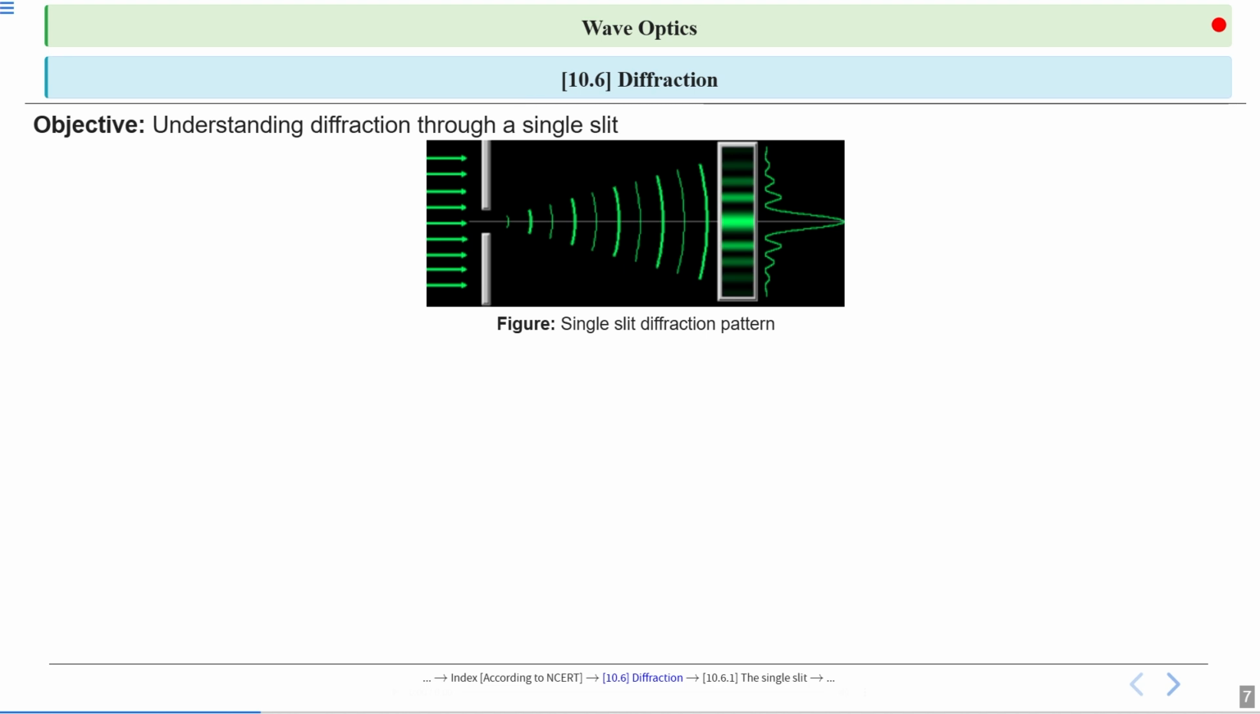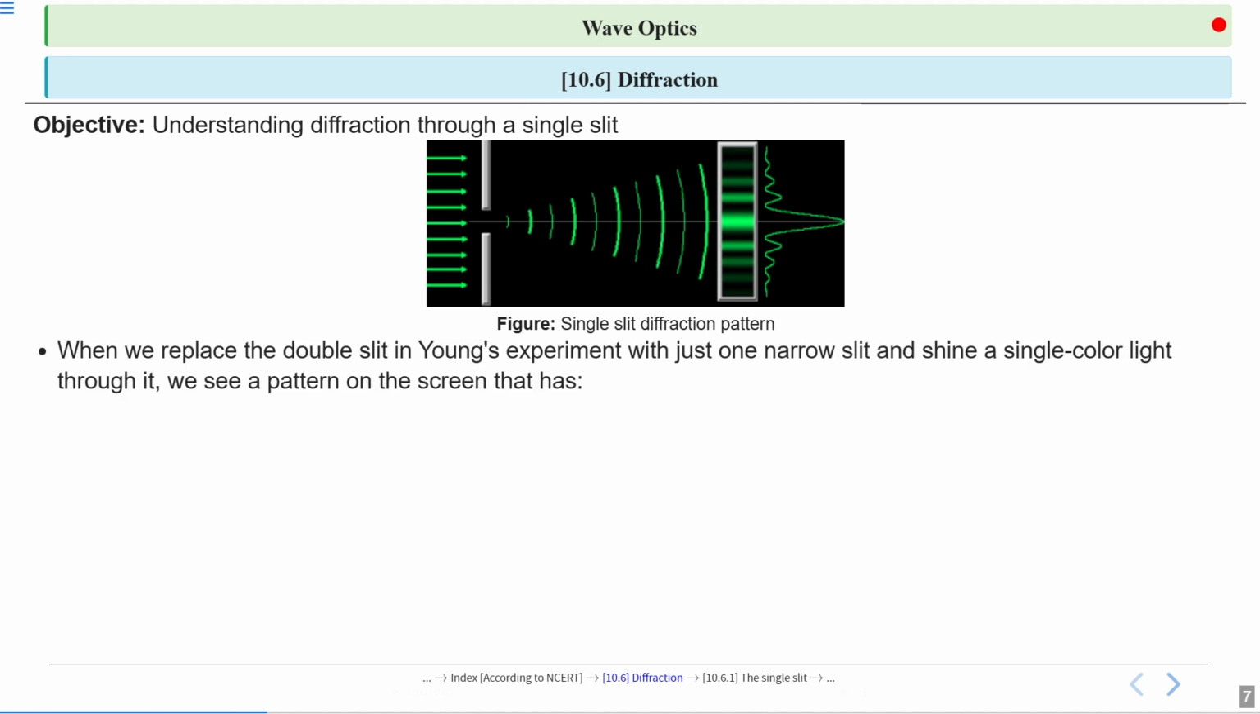And you can see in the pattern, the intensity of the central bright region is much larger compared to the other bright regions, the secondary maxima. So there are alternating bright and dark fringes or bands like the pattern we observed in Young's double slit experiment. But here the central bright region is much brighter in intensity as compared to other bright bands.